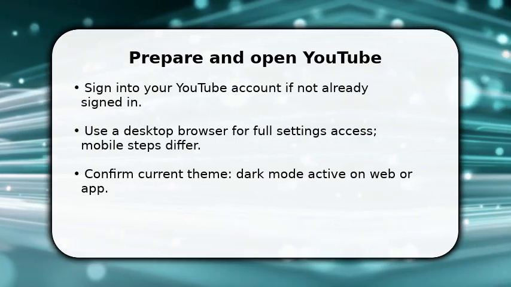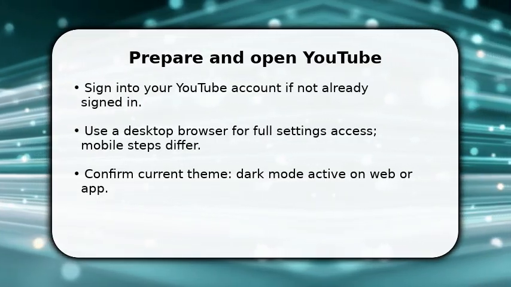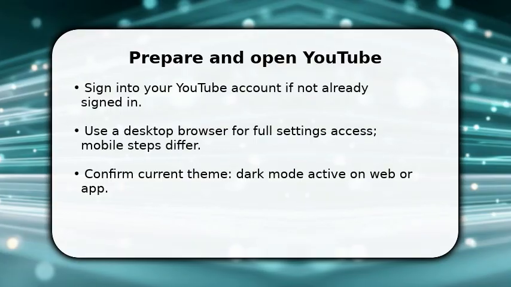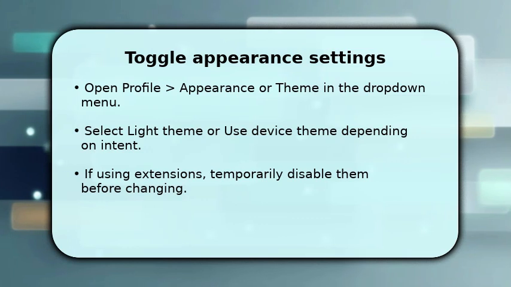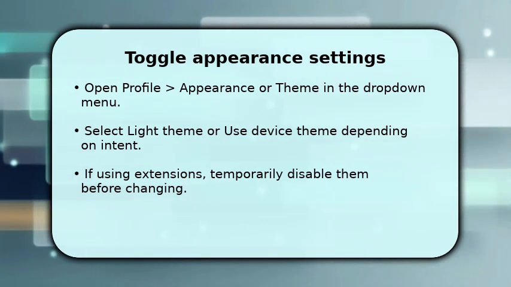This step locates the control that toggles dark mode off versus on, and it prevents confusion later when settings don't appear where you expect them. You now open Profile and choose Appearance or Theme from the drop-down. That control changes site colors.